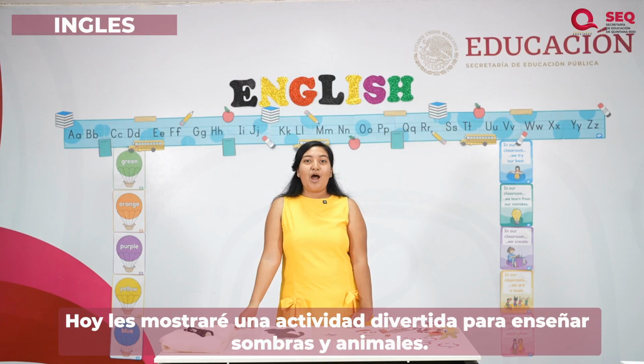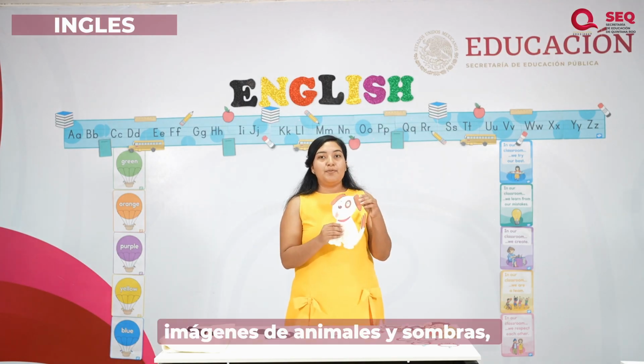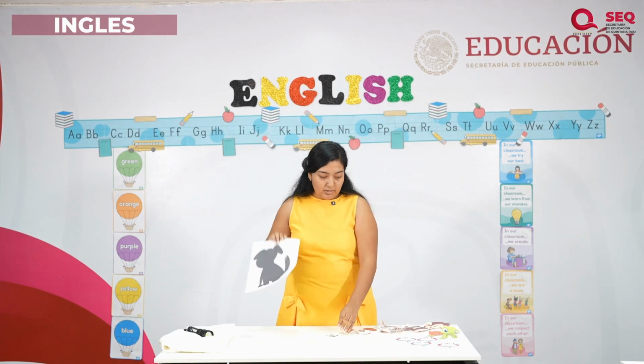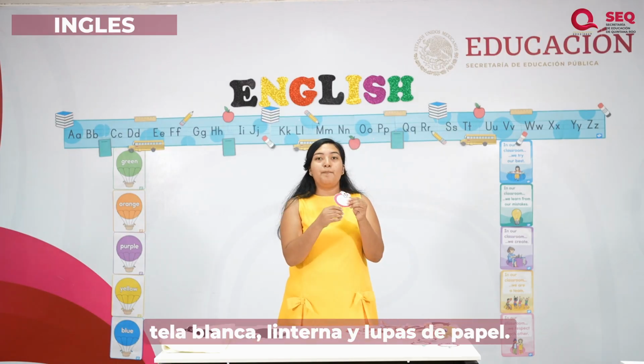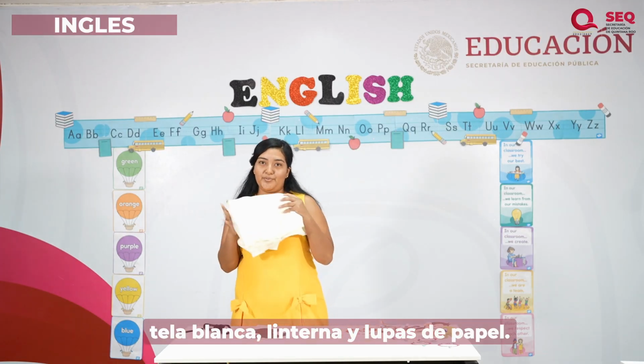Today I'm going to show you a fun activity about animals and shadows. The materials are the following: animal pictures and shadows, paper magnifiers, a flashlight, and a white fabric.